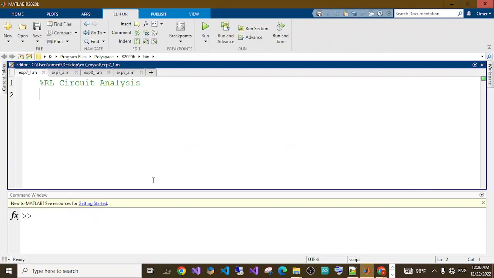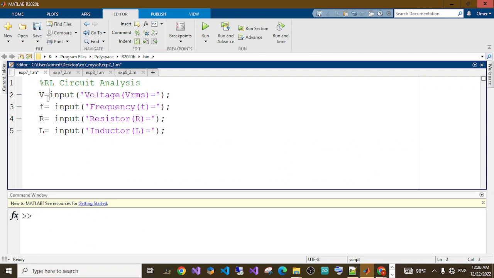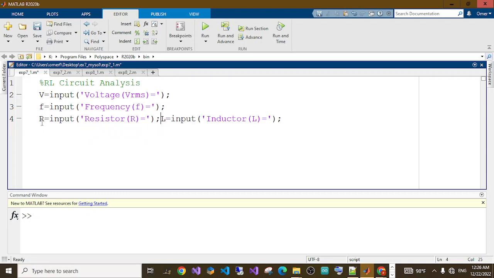You have to remember the syntax, how to write the input. So this is V equals to, the space doesn't matter, you can put it without space as well, no problem. So first thing is voltage RMS, then frequency, resistor and inductor. Once we have these values, we can further process them using different formulas.